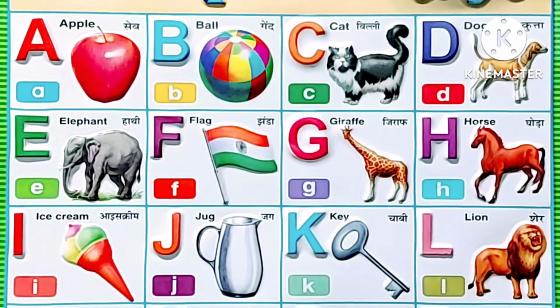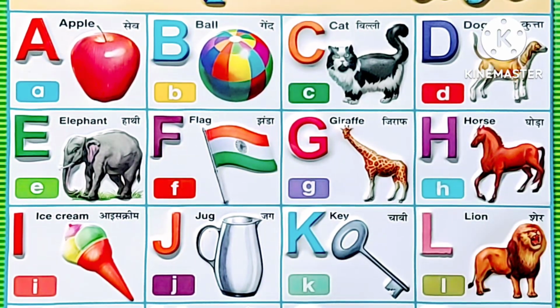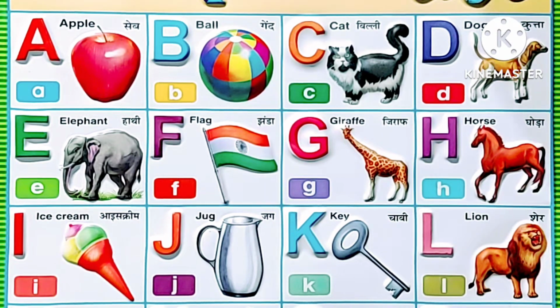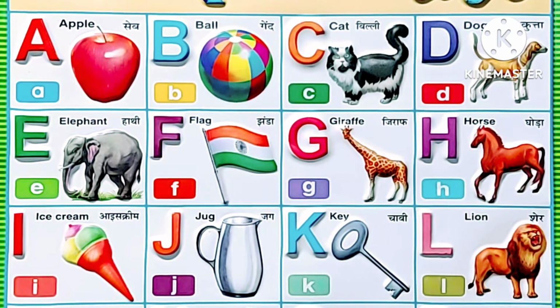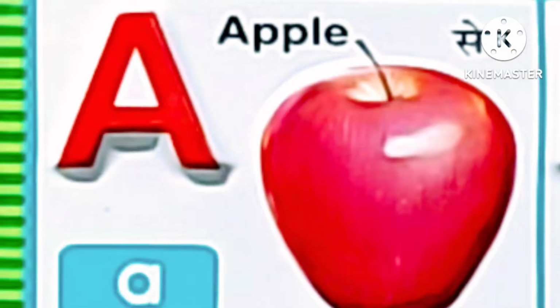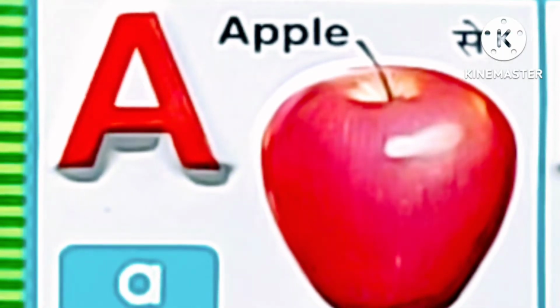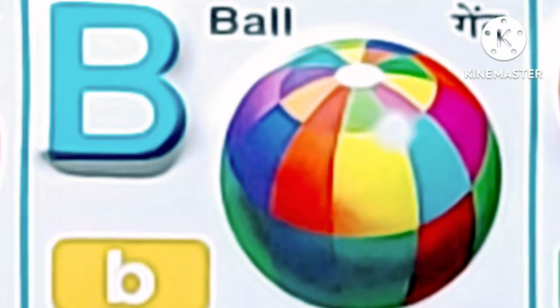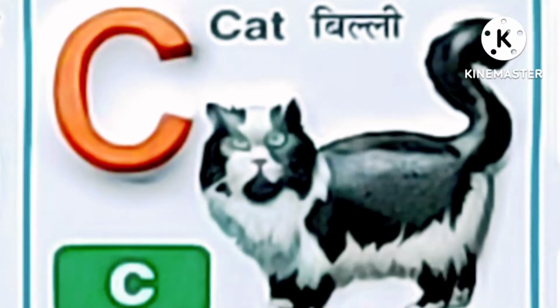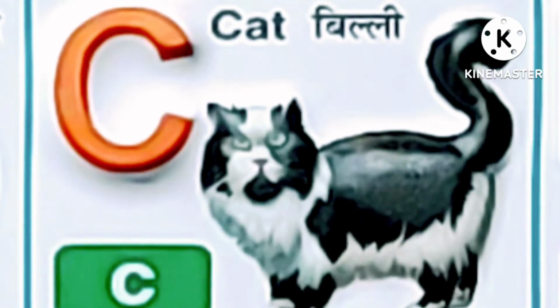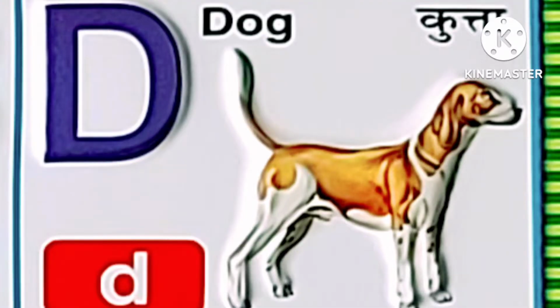Come, my dear little children, let's learn the English alphabet. Let's start. A for apple. B for ball. C for cat. D for dog.